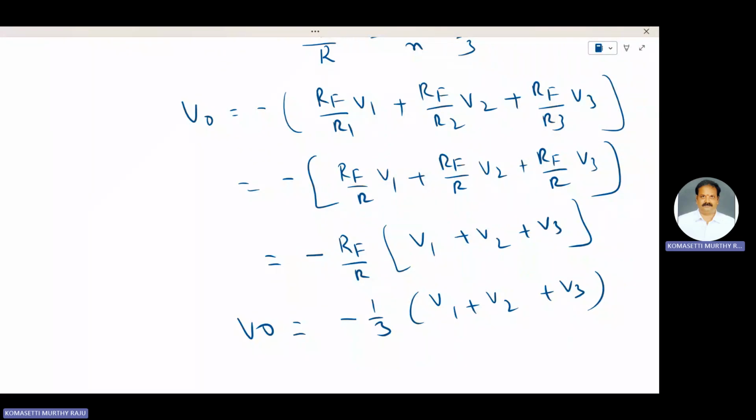the input voltages. This is accomplished by using all the input resistors of equal values. That means R1 is equal to R2 is equal to R3 is equal to R. In addition, the gain by which each input is amplified must be equal to 1 over the number of inputs. That is, RF by R is equal to 1 by N.